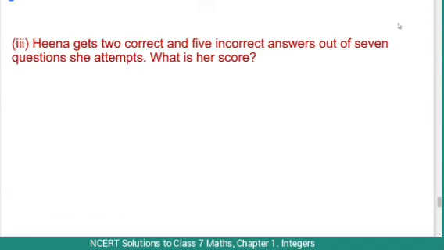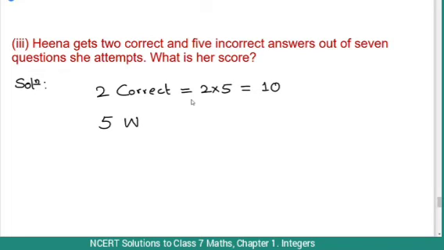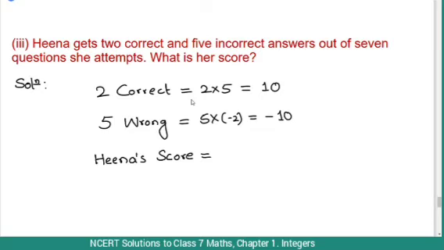Third one, Hina gets 2 correct and 5 incorrect answers out of 7 questions she attempts. What is her score? Solution. Hina gets 2 correct answers, means for 2 correct answers it will be 2 into 5, total is 10 marks. Then 5 incorrect means 5 wrong answers, 5 into minus 2, that is minus 10. Then Hina's score is equal to how much? 10 minus 10, that is 0. Hina scored 0 marks.